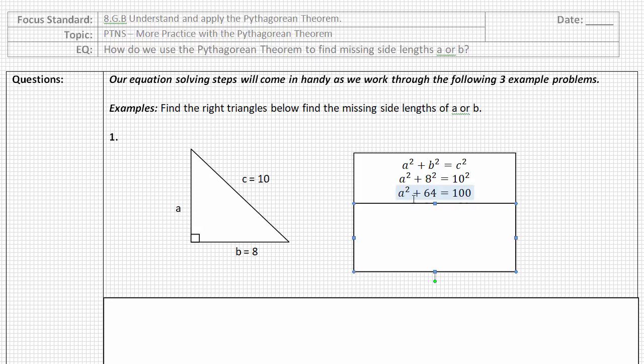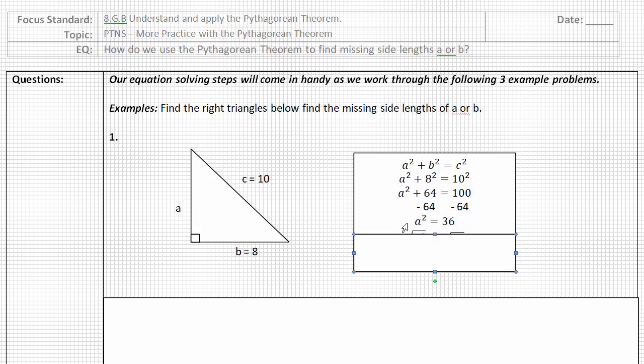But here we have a squared and 64 on the same side of the equation. So this is where we need to go back to our equation solving steps and try to get a squared by itself. So we need to make 64 a zero pair. So we're going to subtract 64 from both sides. This is going to cancel out. And we're going to be left with a squared equals 36, because 100 minus 64 is 36. The positive and negative 64 canceled out. We brought down a squared.